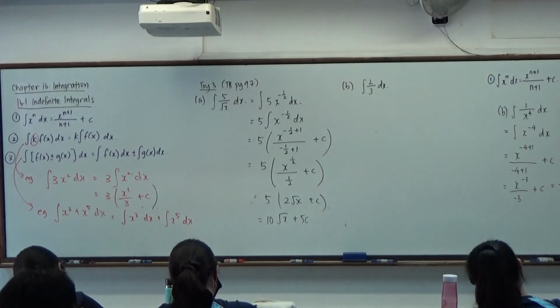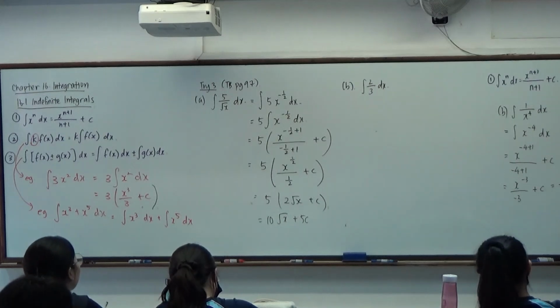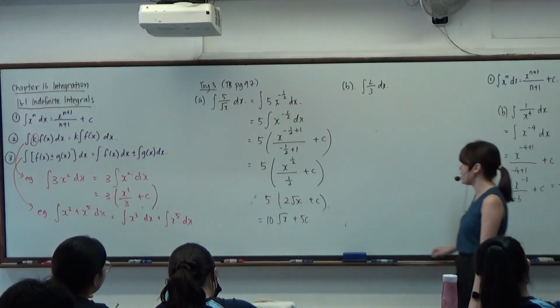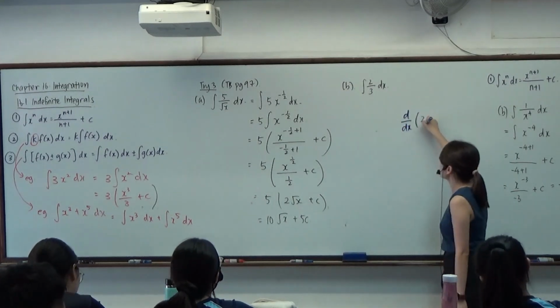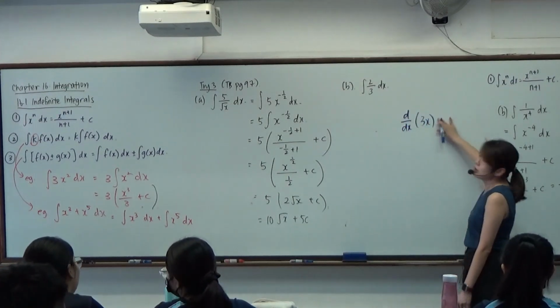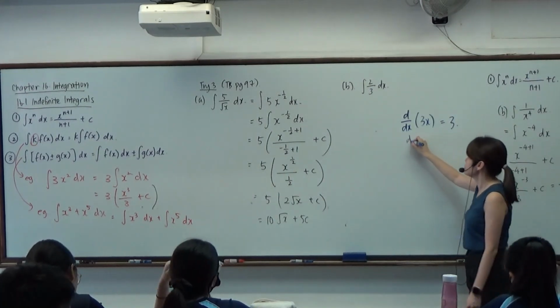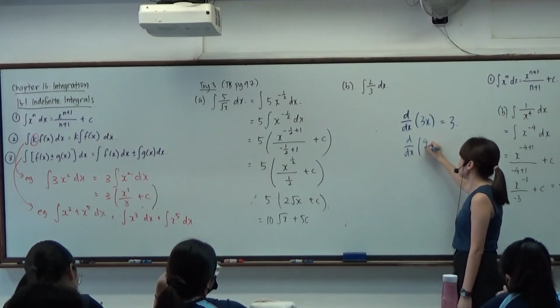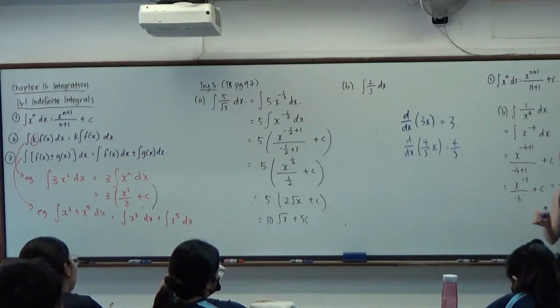So something that we have not really touched on is how do we integrate a constant then? If you remember how we do our differentiation, if let's say I want to differentiate 3x, I know that I'm going to get a 3. If I want to differentiate 4 over 5x, my differentiation is going to be a 4 over 5.